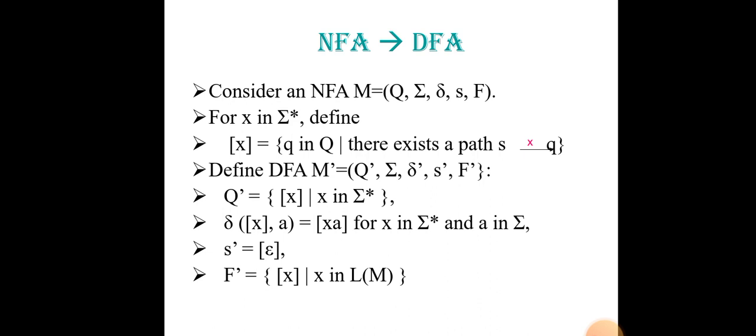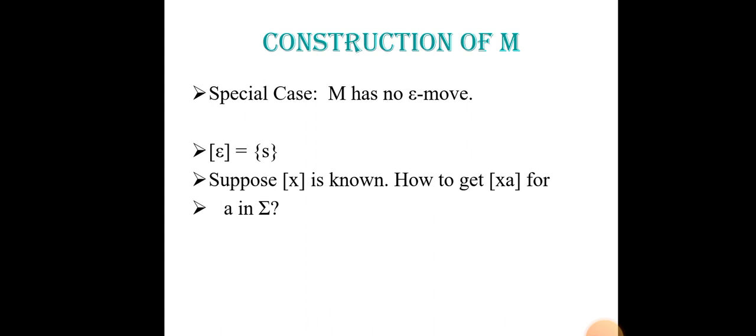Here Q carries the symbols and the transitions I mentioned, for x in sigma star, and a in sigma, and F is the set of x in L of M. So this is the final state for x in L of M. This is called the construction of M. L of M consists of the set of transitions. So let's see the construction of M.